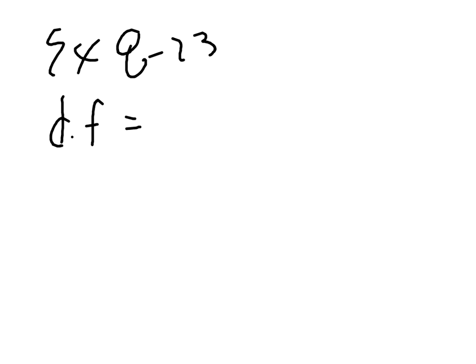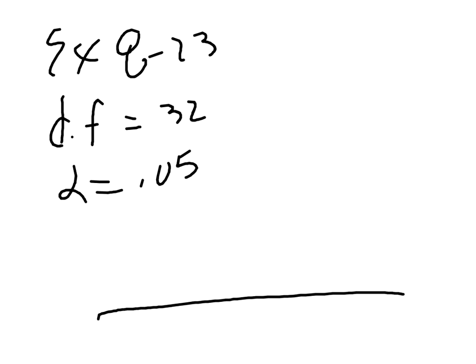Anyway, the last one is the one we should be most familiar with, and it's example 8.23. And we have 32 degrees of freedom, and we're at alpha again, 0.05. And in this case, it's a two-tailed test. Okay, so this should be a bit of a review, but I'll first draw what we've got here.